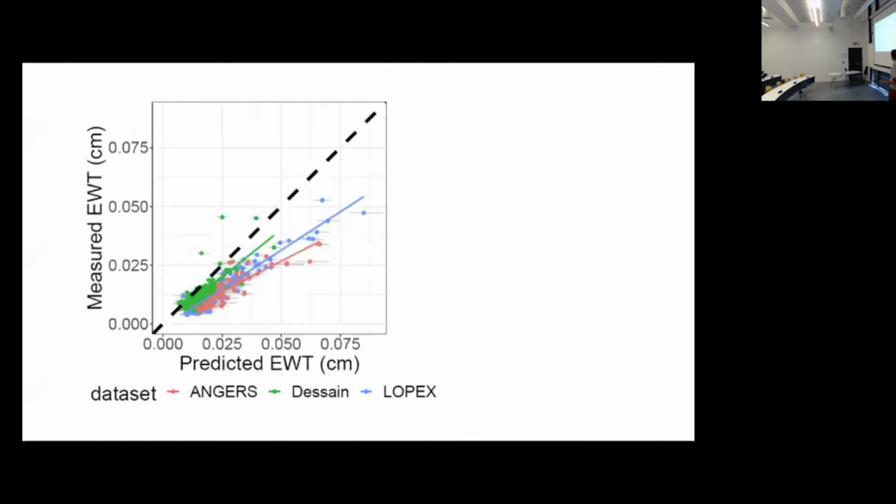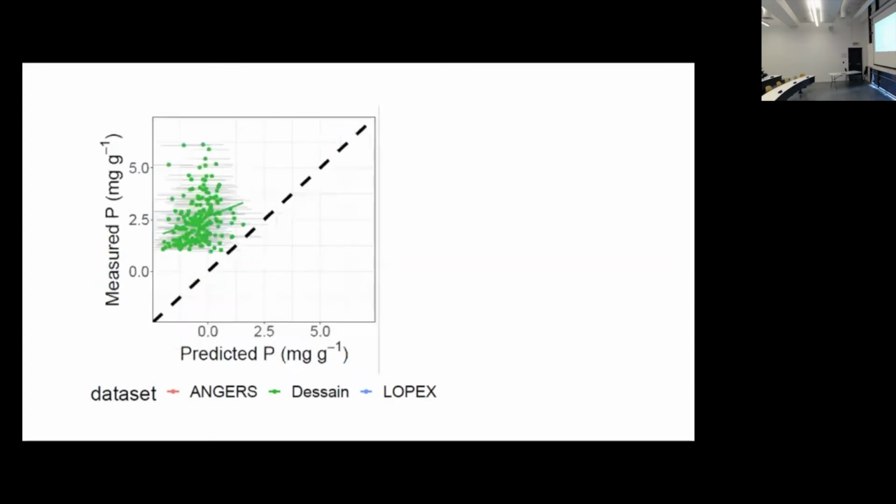For a trait like equivalent water thickness, it seems like there's a strong correlation between our predictions and our measurements, but there's also a considerable amount of bias. So these lines are not at all aligned to the one-to-one line. In each case, the prediction is greater than the measured traits. And then for certain traits, like phosphorus as an example, the predictions are really not very good at all. Some of them are negative.